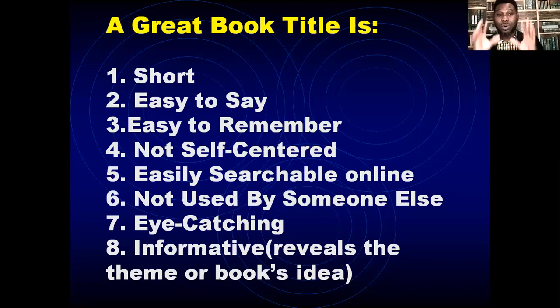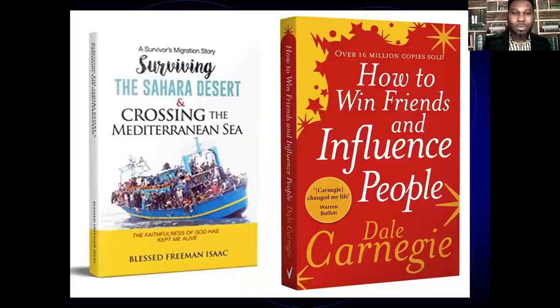So now, 8 characteristics of a great book title: 1, short; easy to say; easy to remember; not self-centered; easily searchable online; not used by someone else; eye-catching; and informative. When you begin to write your book, have these 8 points at the back of your mind when you want to choose a title for your book. Okay, good. So I already told you, I already analyzed these 2 books.